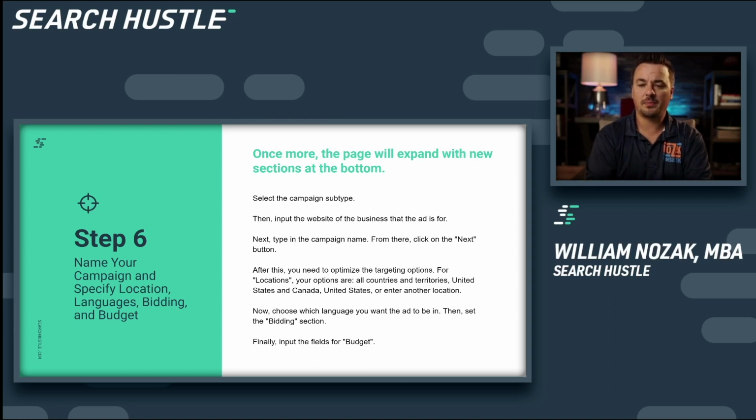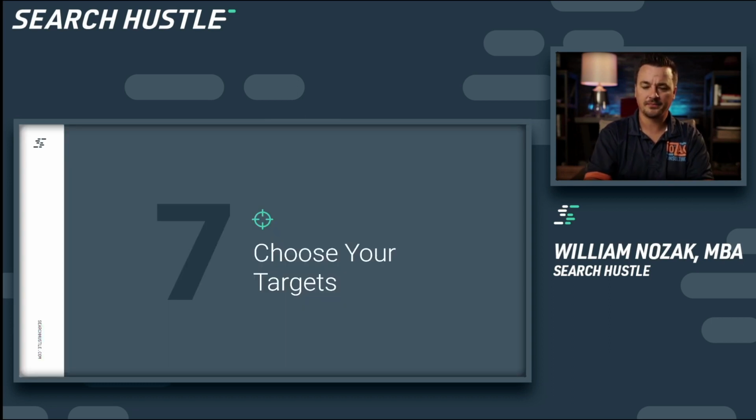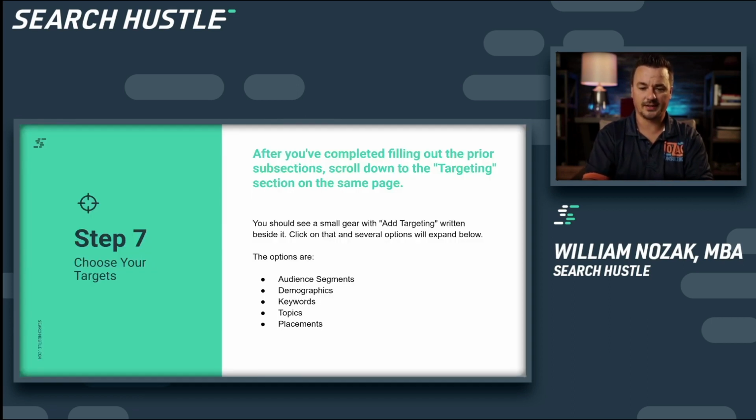And so once more, the page will expand with new sections. This is where we're going to set up the specific location, the languages that we're presenting in, what your bidding strategy is. You should have also already used the Google Keyword Planner to see what some of the keyword costs are going to be. You can get an understanding of your budget, how many clicks you're going to get out of that, do an ROI calculator, and then choose your targets.